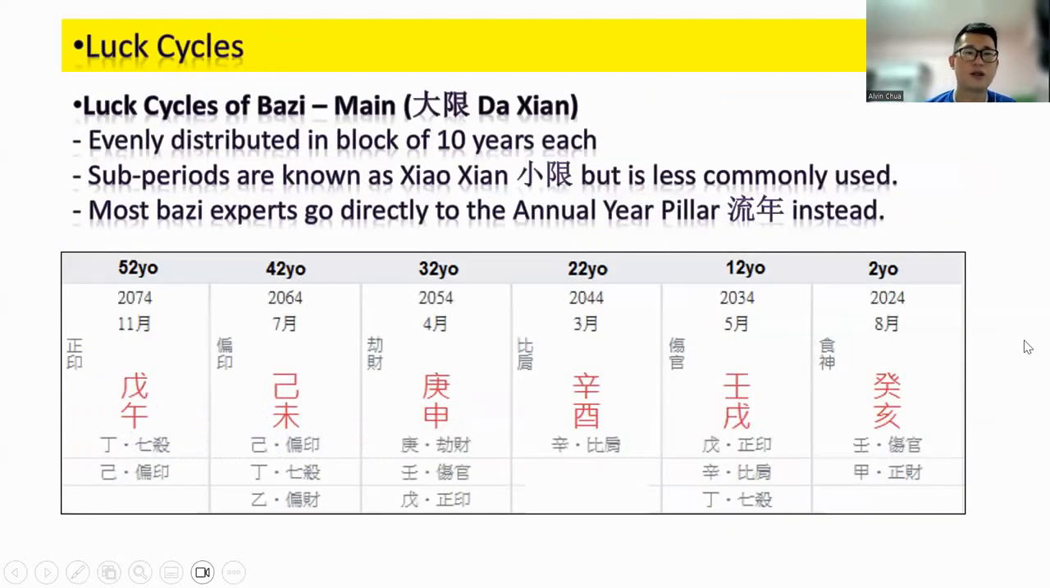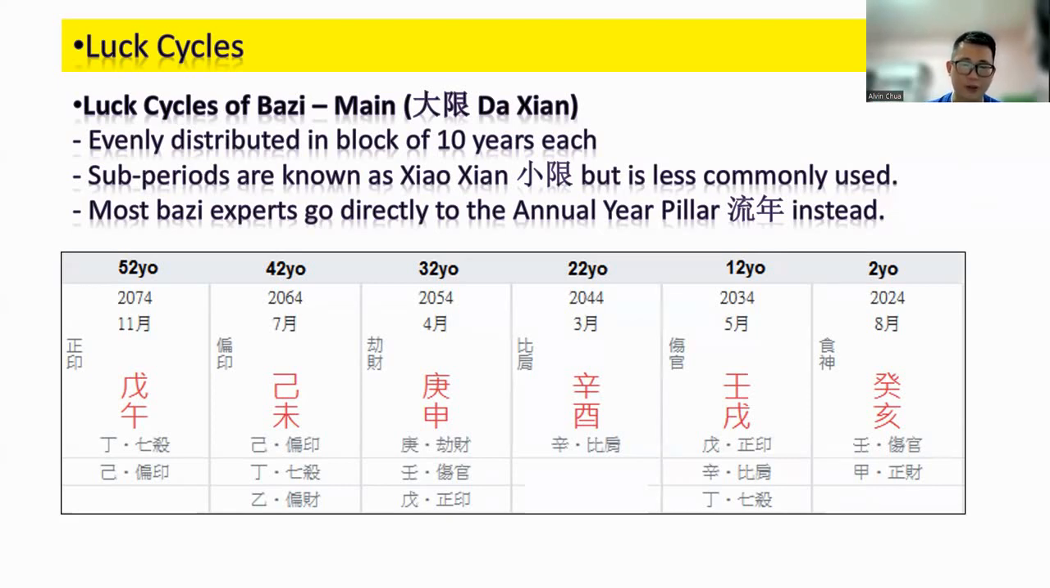Then another difference will be the luck cycles. Luck cycles in Chinese, in 八字, we call it 大限. In Chinese, the 大限 is evenly distributed in blocks of 10 years. Because when we look at the natal chart, it is to analyze the static predictions. But we want to predict about dynamics, dynamic predictions. That means each year, each period of time in life, what is going up, what is going down, what is that period good for?